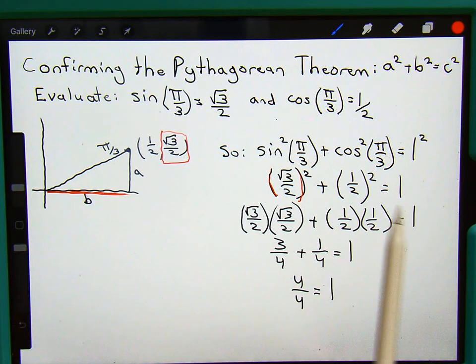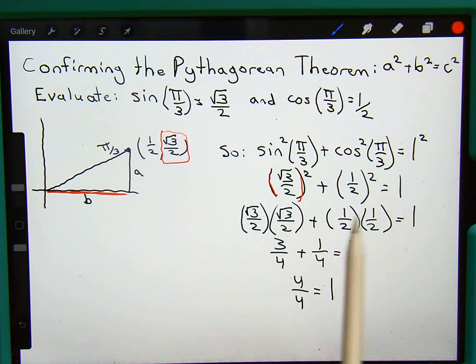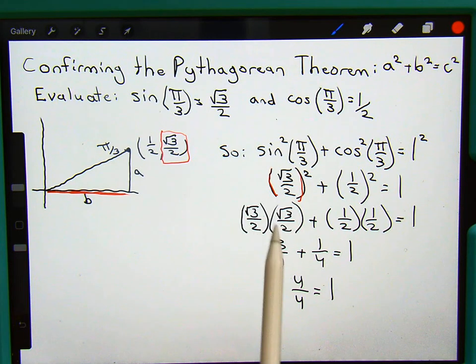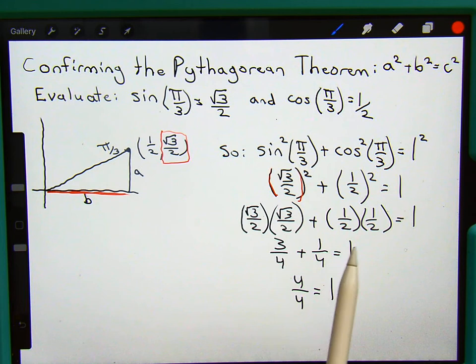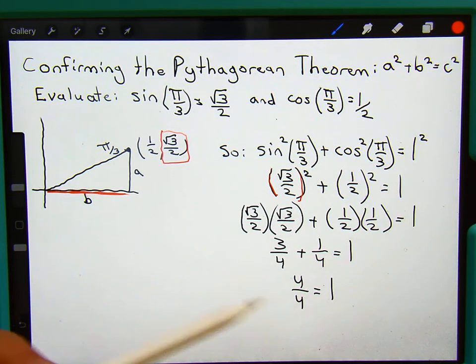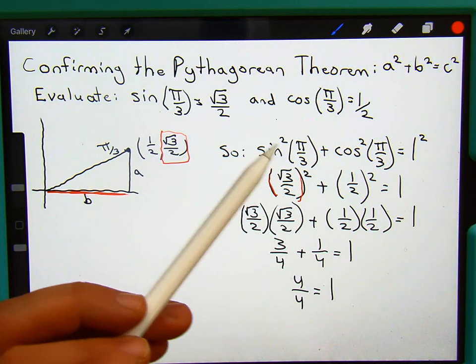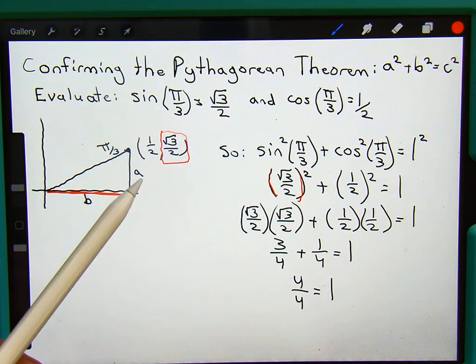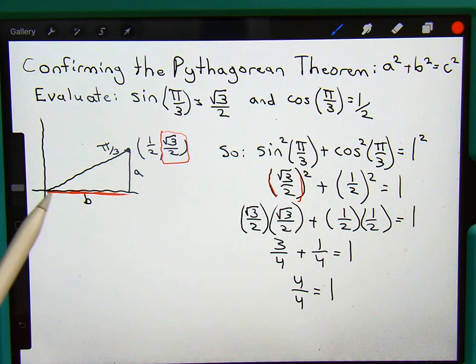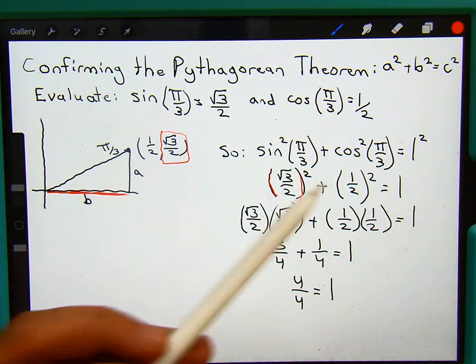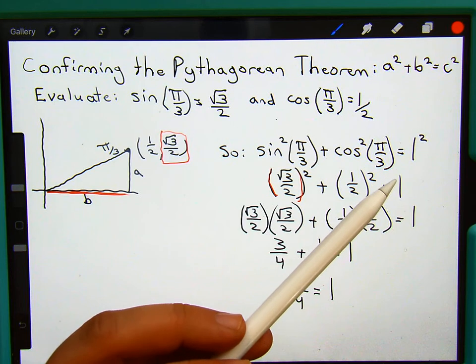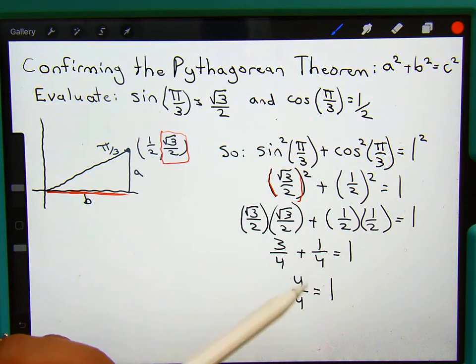So what we have is this times itself, this times itself. That breaks out the radical, which gives us 3/4. 1 times 1, 2 times 2, which gives us 1/4. And those all together give us 1, which is a true statement. So this is part of confirming the Pythagorean theorem: the sine of your coordinate squared plus the cosine of your coordinate squared does in fact equal the hypotenuse, which is 1 squared.